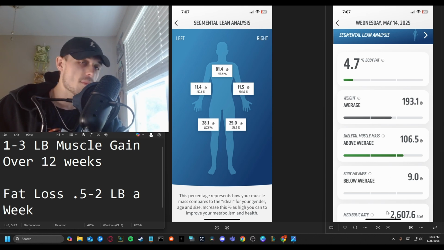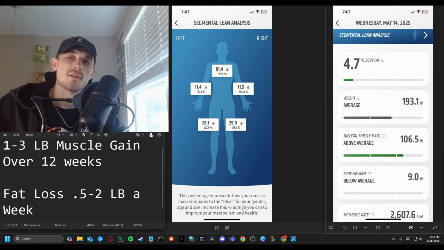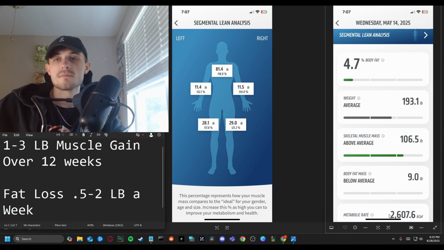And then the opposite works as well. If you were to be in a deficit, to have fewer calories than you need for the day, you can expect to lose about half to 2 pounds of body fat per week. That would be the same thing, about a 250 to 1,000 calorie deficit every day to be on track to lose body weight or body fat.